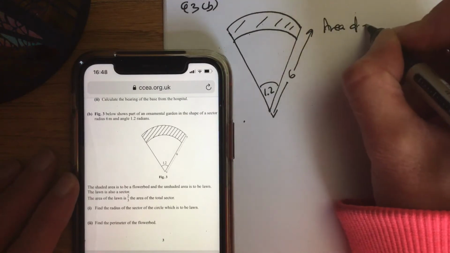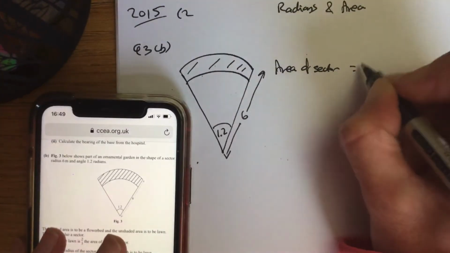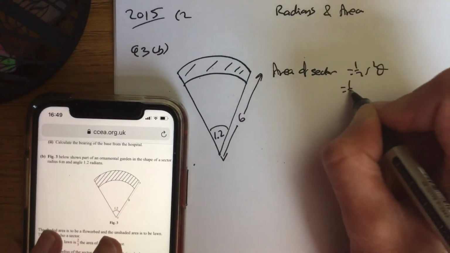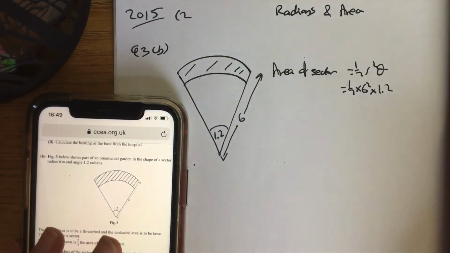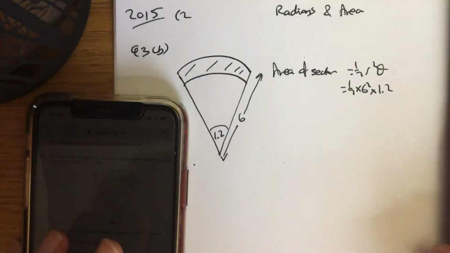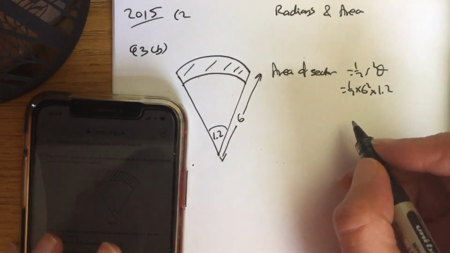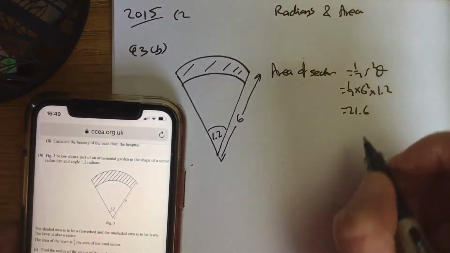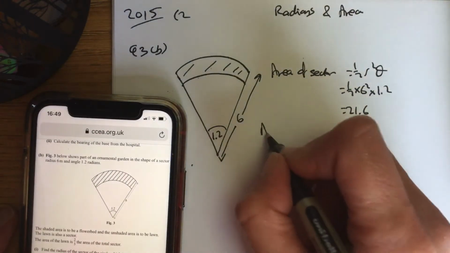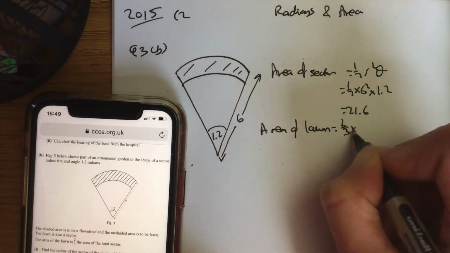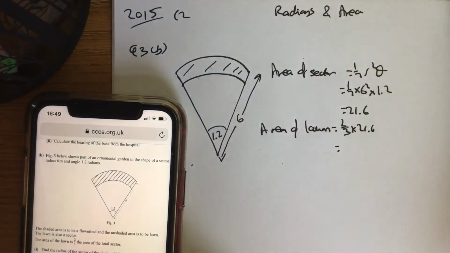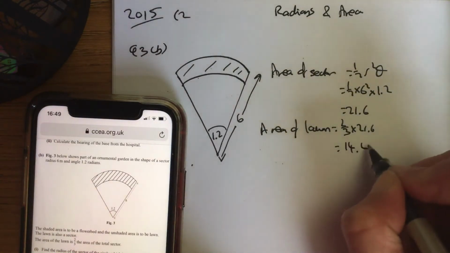So area of sector is a half r squared theta. So it's a half times 6 squared times 1.2. So just putting that into the calculator, the area of the sector is 21.6. Now, you're told here that the lawn is 2/3 of that. So area of the lawn is 2/3 of 21.6. So just times that by 2, divide it by 3, gives you an answer of 14.4.